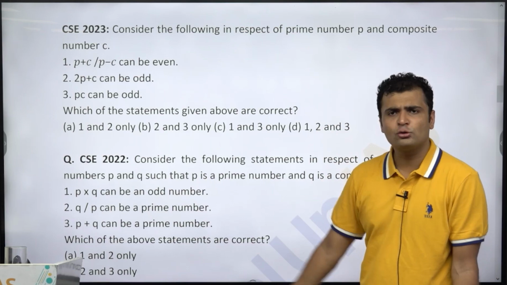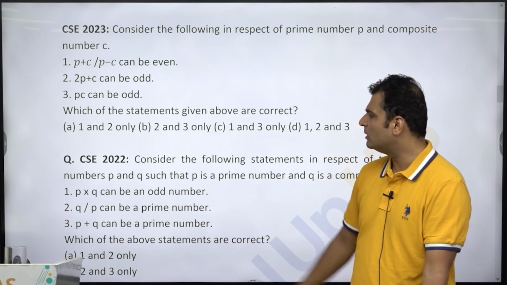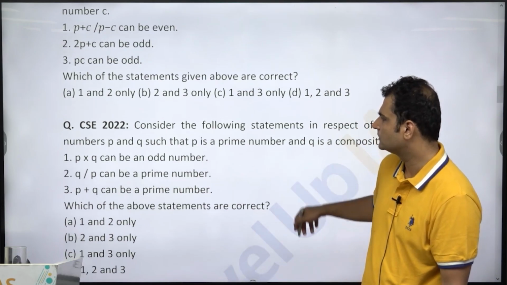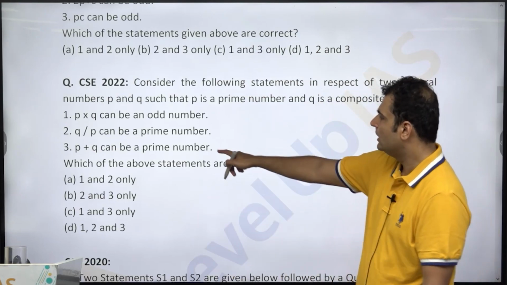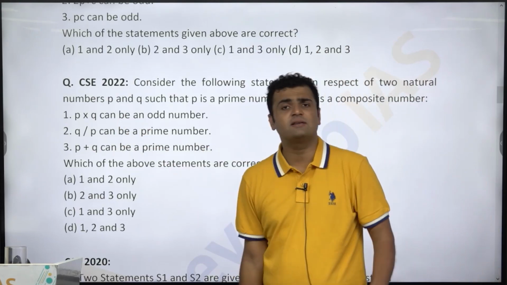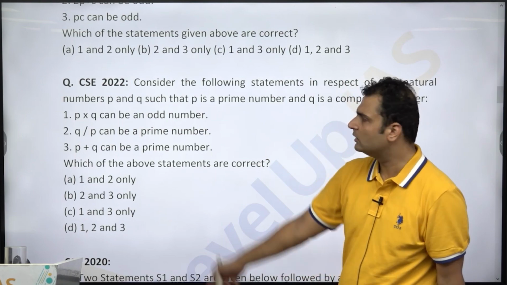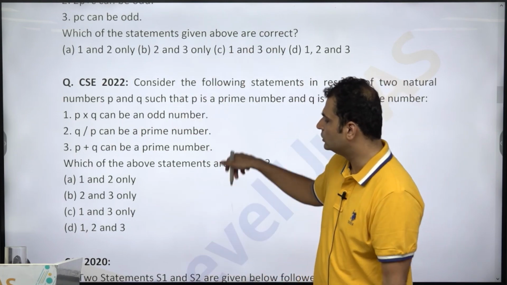Similarly, other things also you can do, just put in a few values and you'll be able to do. And both the places answer is D here and D here. All the statements are correct. And the question is also about possibilities, can be. So can be is correct. So all the statements are correct at both the places.